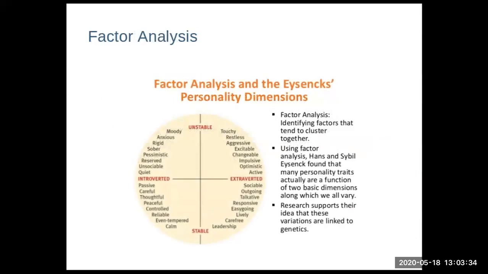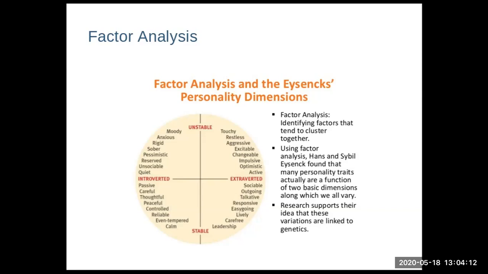And so it looked like this. And so you can see that there's a lot of different words. You could be in between stable and unstable, and in between introverted and extroverted. On the extroverted and stable, bottom right, we see words like leadership, carefree, lively, easygoing. So kind of cool under pressure. Stable and introverted: calm, even-tempered, reliable, controlled. We have unstable and introverted, looking at words like moody, anxious, rigid, pessimistic, reserved. And unstable and extroverted, we see impulsive, changeable, excitable, aggressive, restless, touchy.